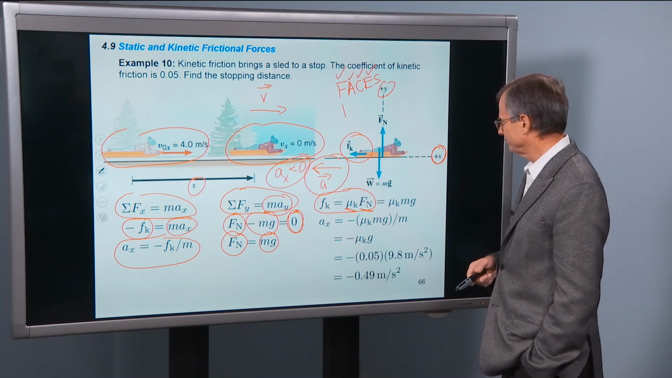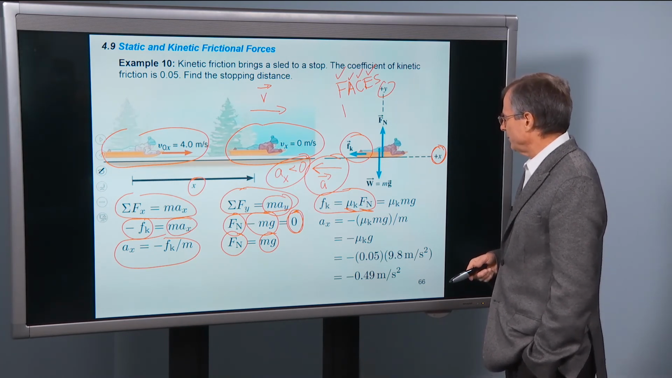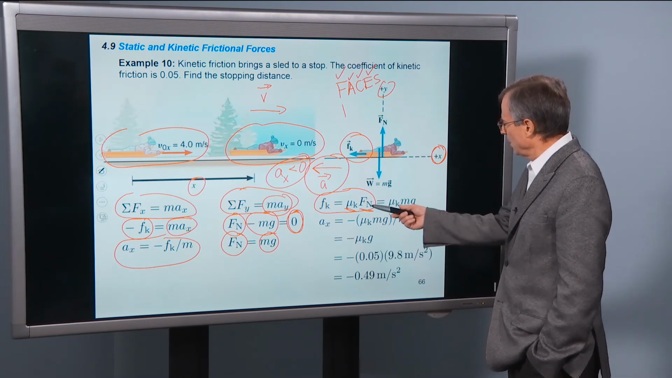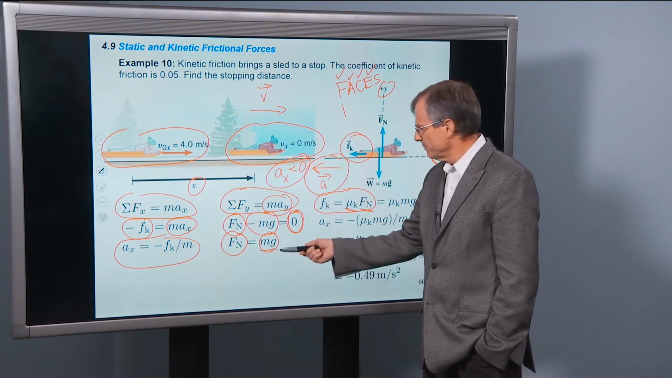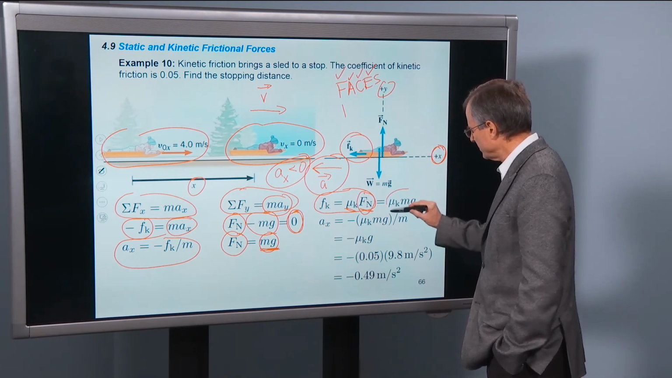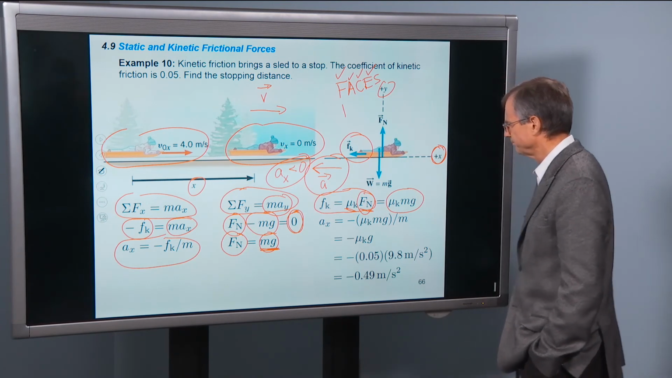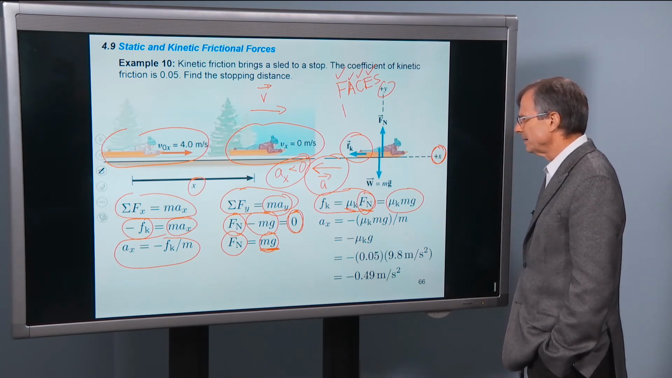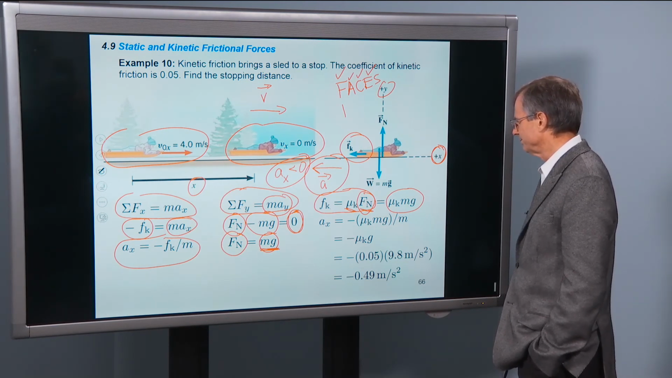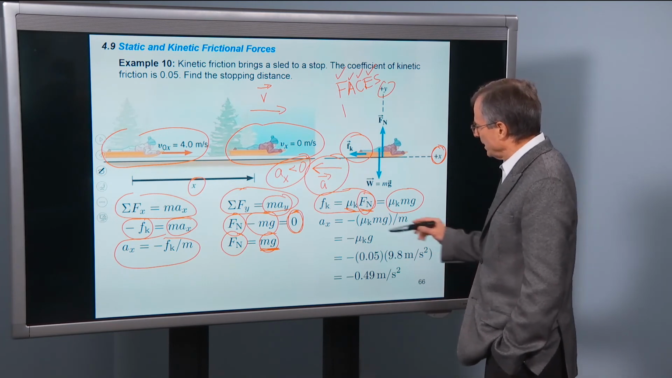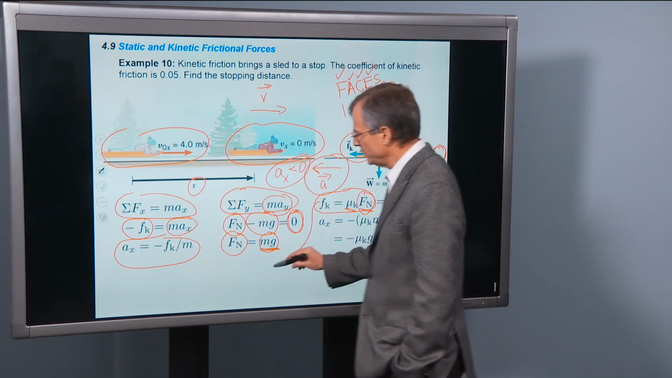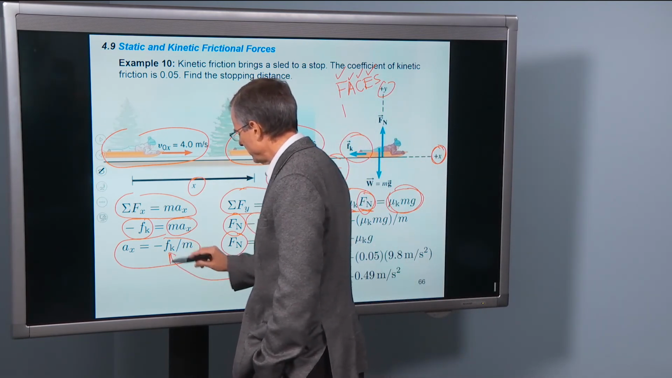Well, luckily, we have a lot of what we need here. The normal force we already know is mg. So we can substitute mg in here, and that gives us mu k times mg. And we can see how we did the algebra here. All right. So F k is mu k times mg. So I'm going to substitute this into here.